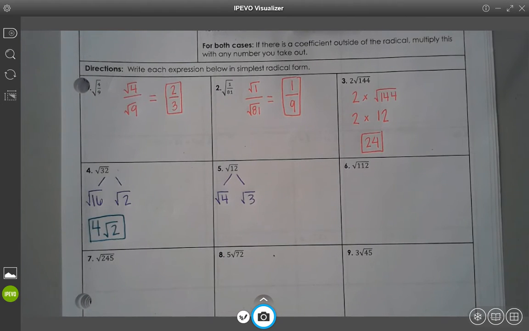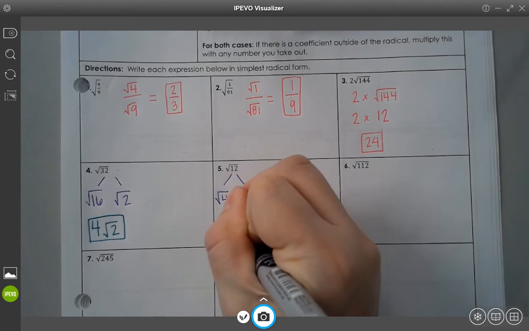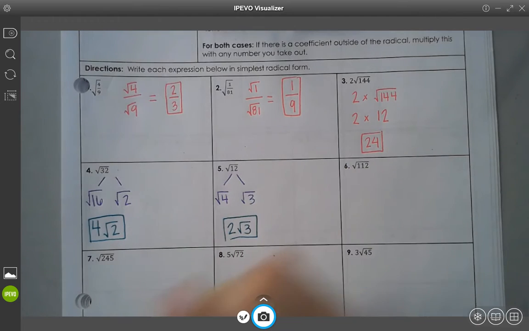So what is the square root of 4? 2. And then I'm left with square root of 3. So the square root of 12 is 2 square root of 3.